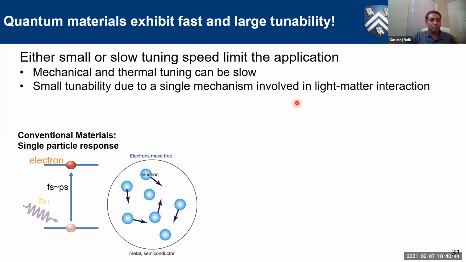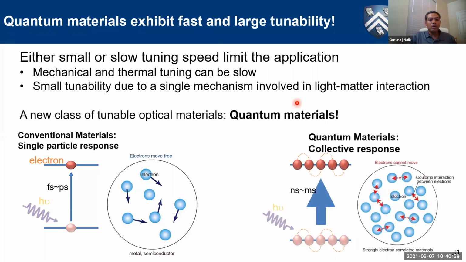So can you have something in between? Can you do something better than either of the ends? Okay, so we thought, this limitation comes only because light is interacting with single particles in all of these materials. And that's a mechanism for tunability. So what if we pick quantum materials where we have collective response? So electrons talk to each other and they all respond together. So then we can have much larger tunability and then also perhaps even megahertz response. So how to do that?